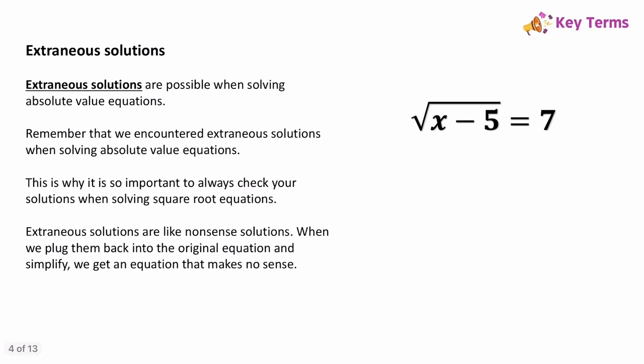Another thing to keep in mind is the idea of extraneous solutions. Remember, we talked about extraneous solutions back when we were solving absolute value equations last semester. Even if we solve a square root equation, sometimes we can end up with an answer that's not going to work when we plug it back into the original problem. That's why it's so important to always check your solutions. Extraneous solutions are kind of like nonsense solutions. You'll end up getting an equation that doesn't make sense, and that's how you know it's extraneous.